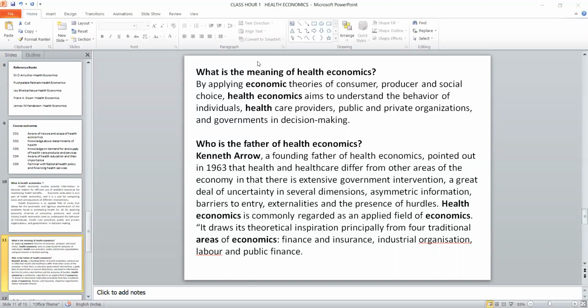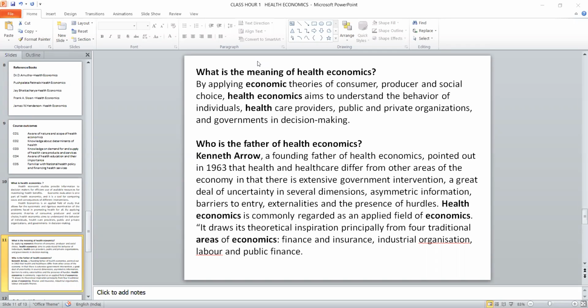Health economics is the area of economics where the government has to come and play a crucial role, and he specified the exemption, government intervention, and a great deal of uncertainty in several dimensions. Some asymmetric information which makes barriers to entry, externalities in the healthcare, and the presence of a number of hurdles in providing healthcare. All these things should be taken care of by the government. He is the first person who insisted the government should interfere in the health department, and the laissez-faire policy has been outgrown because of it. That is why we call him the father of health economics.